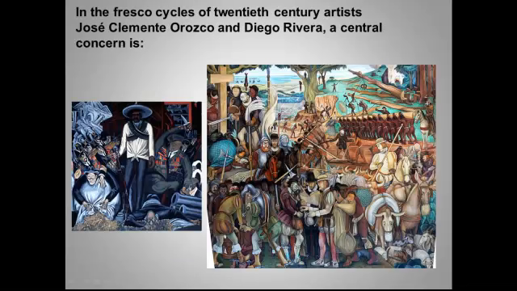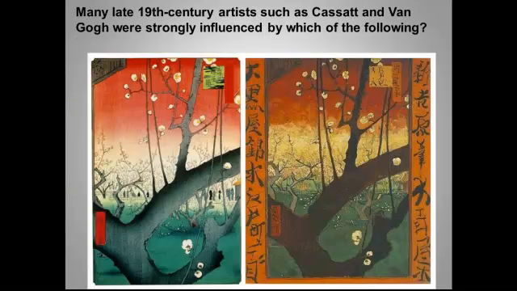So here we have a question about the Mexican muralists. Both artists explore themes of how Mexicans were exploited by conquistadors, by American imperialists, and by their own leaders. So, what kind of issues and themes are those? I don't think you'll find that a hard question.